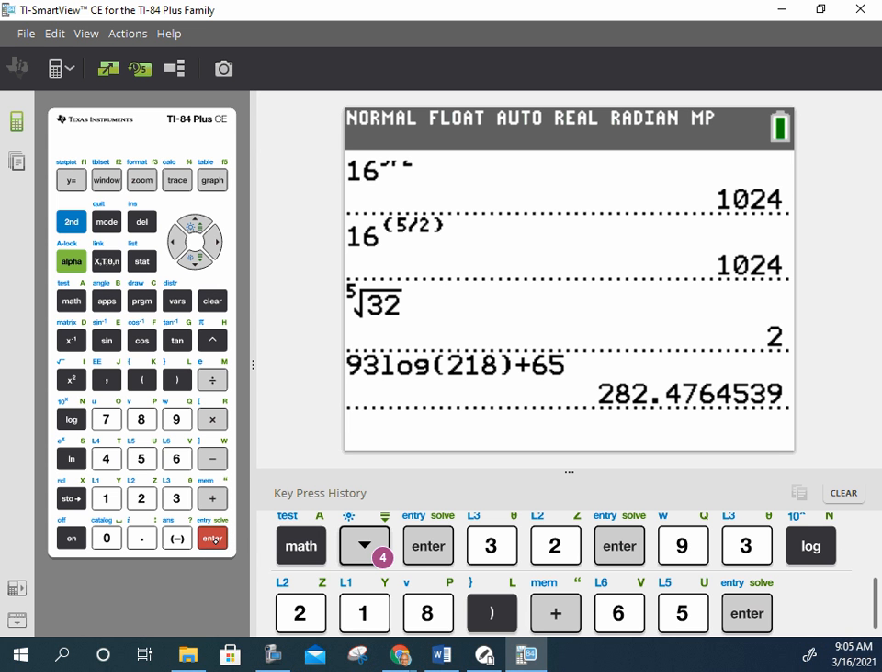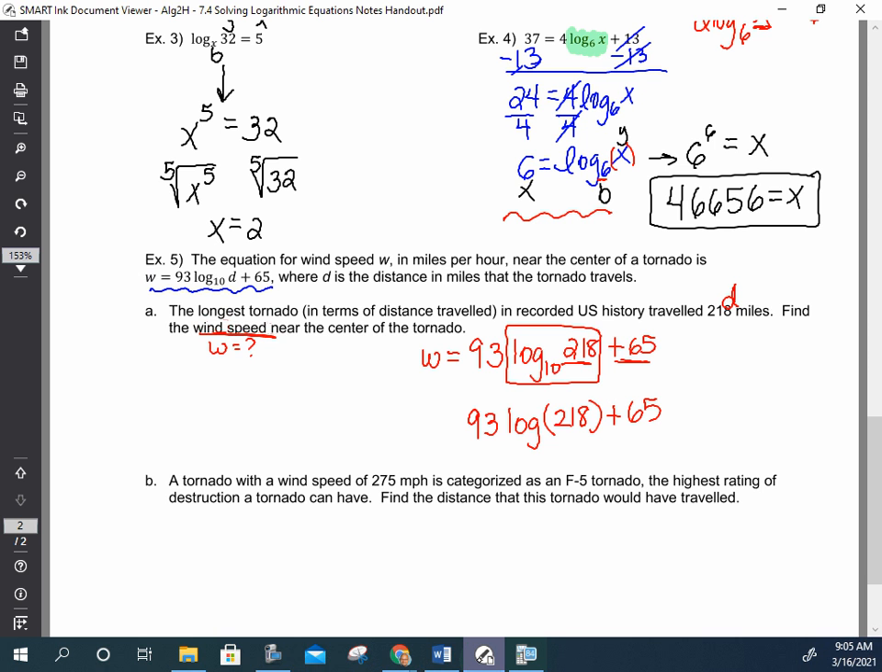So there's your wind speed. This tornado is about 282.5 miles per hour. Wind speed 282.5 miles per hour. The tornado is faster than a hurricane. It's this one. Any questions on part A?